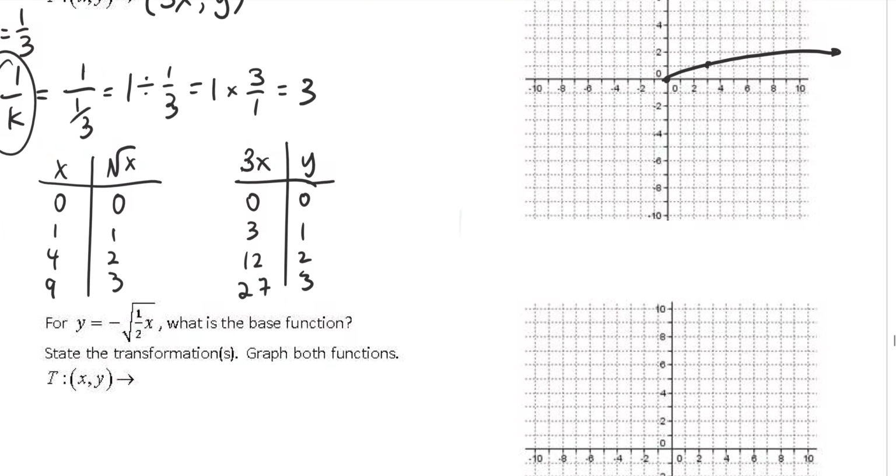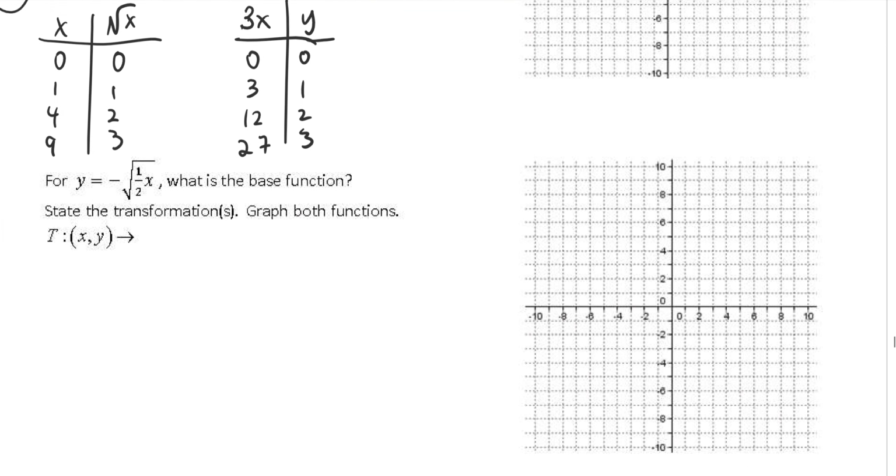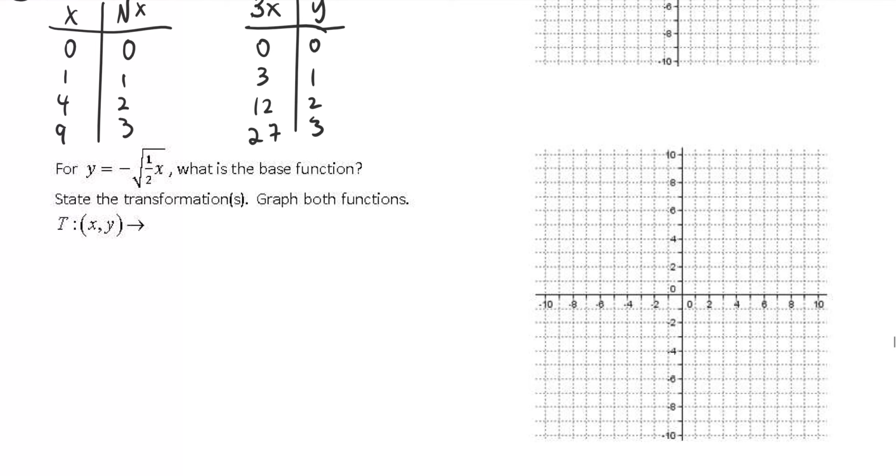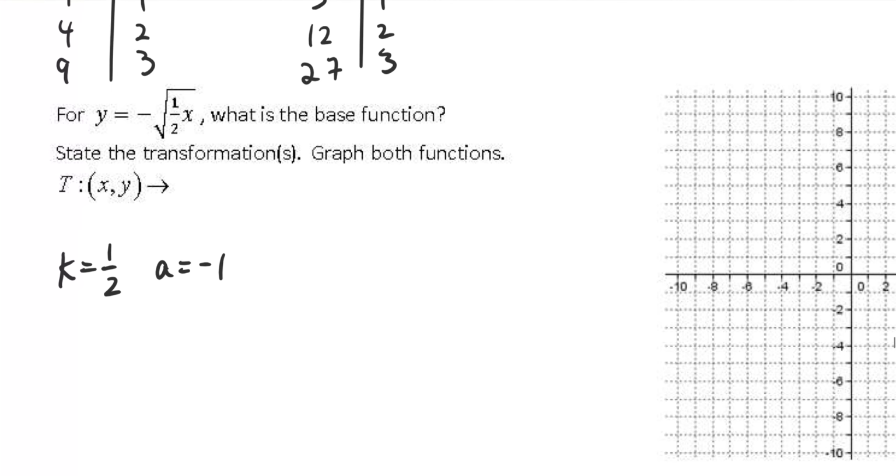Okay. Now, what about this example? Negative of the square root of 1 over 2 x. So here we have k equals 1 over 2, and we have an a value of negative 1. So now we have a vertical reflection in the x-axis. That's going to affect my y values. The k value is going to affect my inputs, the x values. So if k is 1 over 2, we have, again, another horizontal stretch by a factor of 1 over k.